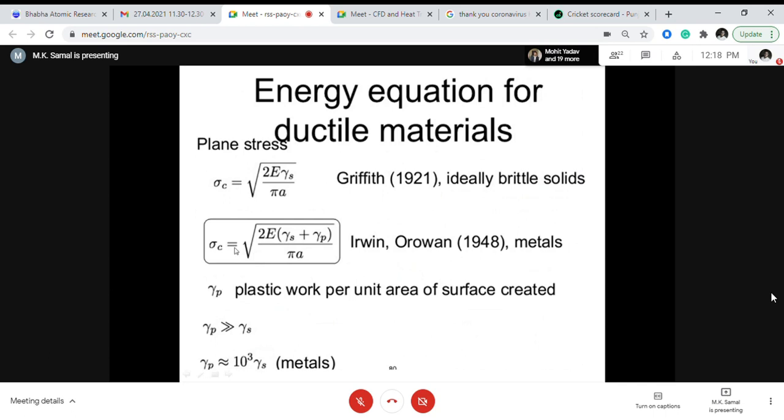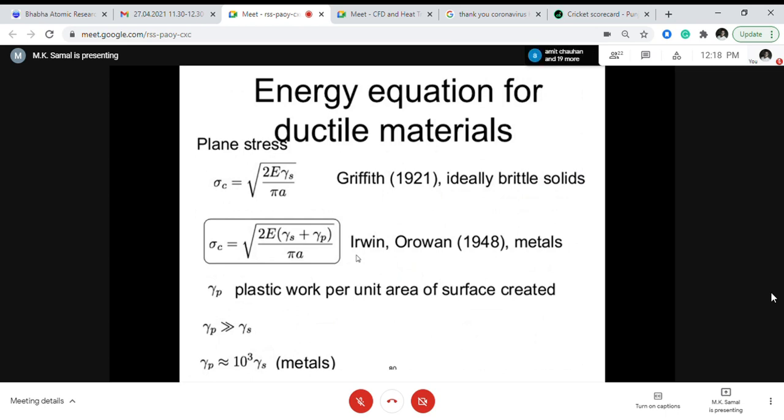So the critical stress for fracture will be root of 2E gamma p by pi a. Here you can see that as gamma p is greater than gamma s, the critical stress required for fracture is much higher compared to the Griffith theory for brittle material. So this was Irwin and Orowan's first modification: the surface energy modified by including the plastic deformation part.